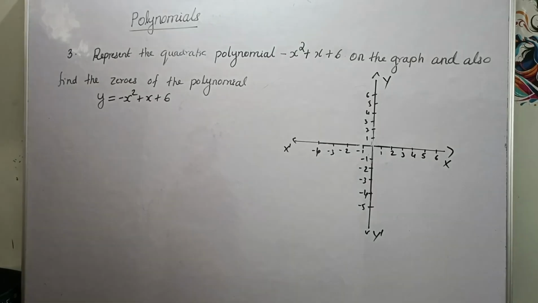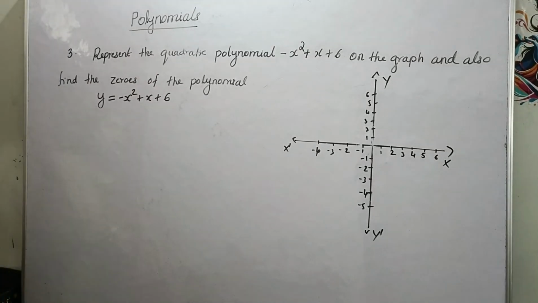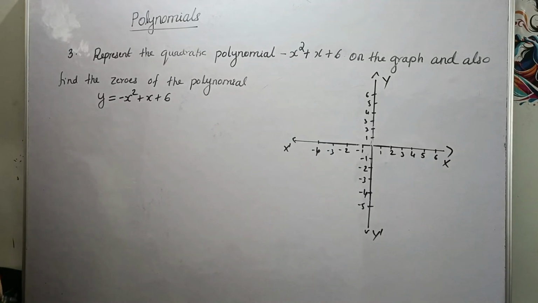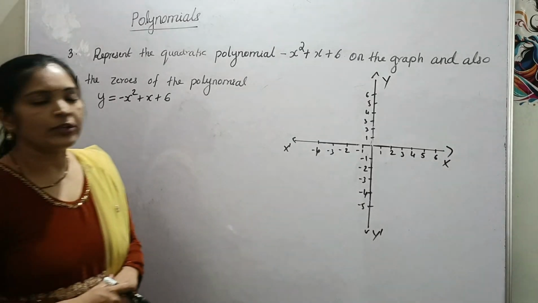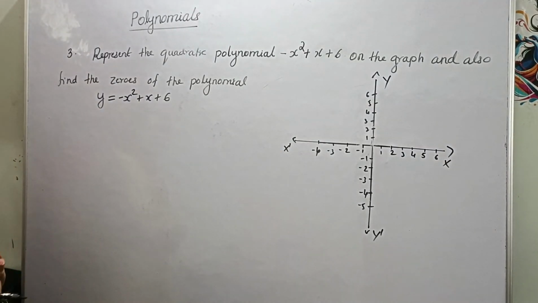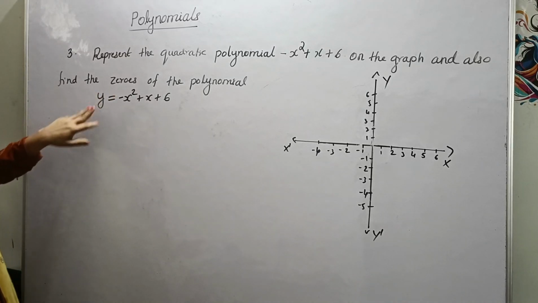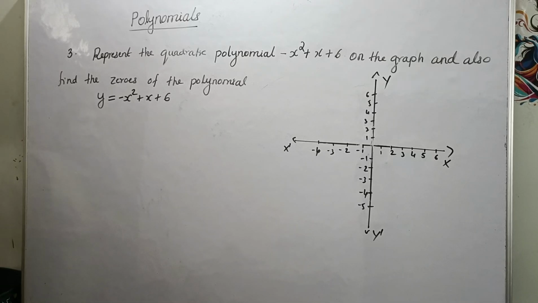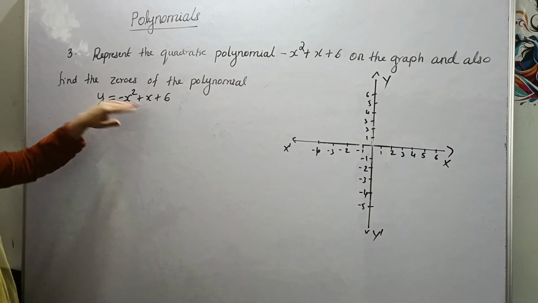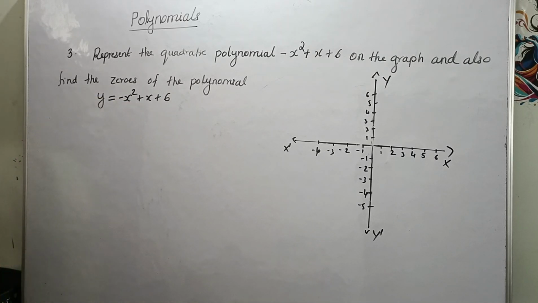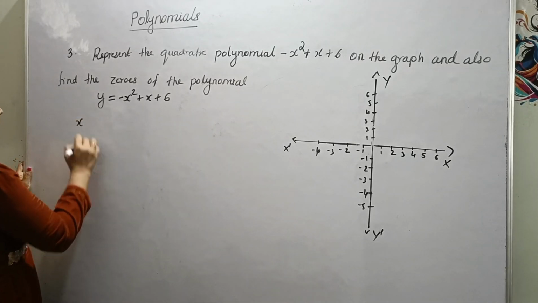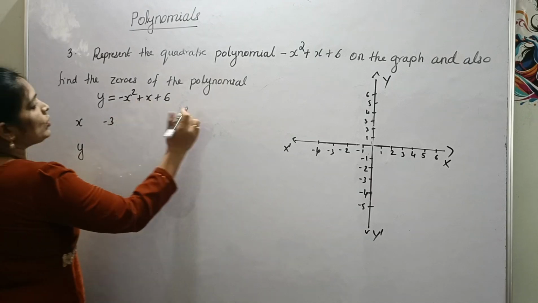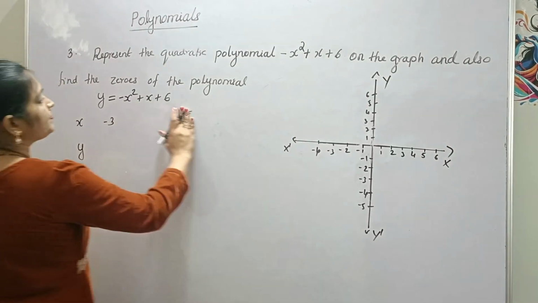Represent the quadratic polynomial minus x square plus x plus 6 on the graph and also find the zeros of the polynomial. Here we have to find the zeros of the polynomial using the graph. So here the given polynomial is y is equal to minus x square plus x plus 6. We will substitute different values of x to find the corresponding values of y. Now let's substitute x is equal to minus 3.